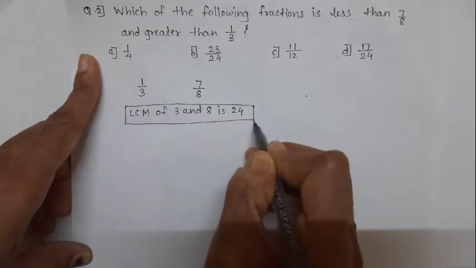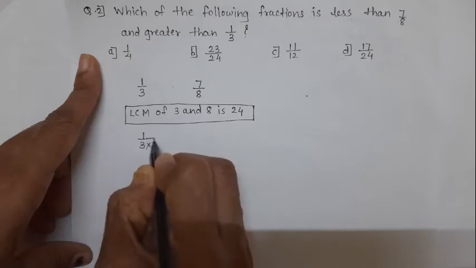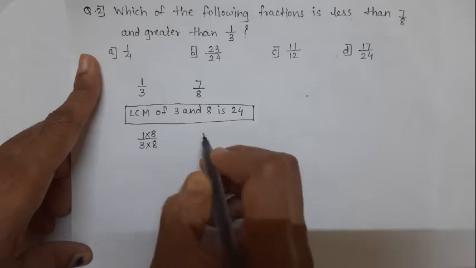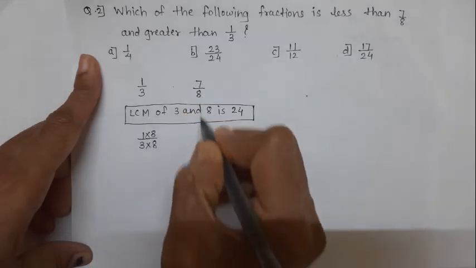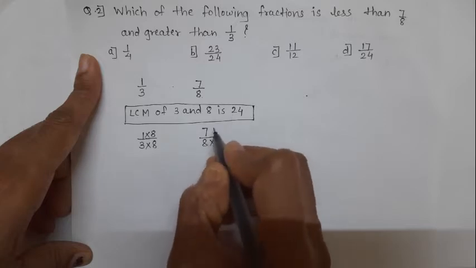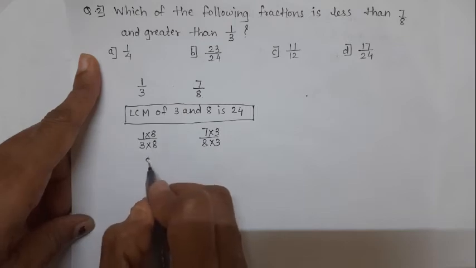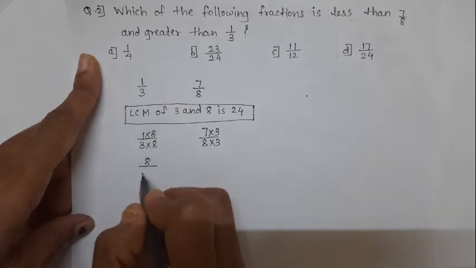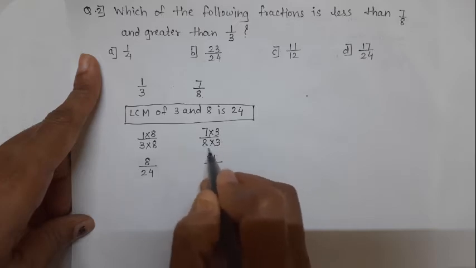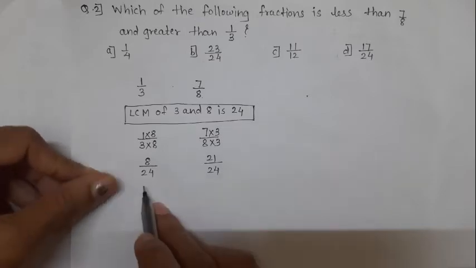So let's make the denominators the same. For 1 upon 3, 3 8s are 24, so here we will multiply by 8. Now 7 upon 8, 8 3s are 24, so for the numerator also we will multiply by 3. So what we got? 8 1s are 8, 3 8s are 24. And here 7 3s are 21, 8 3s are 24. Okay, so now we got the same denominator.